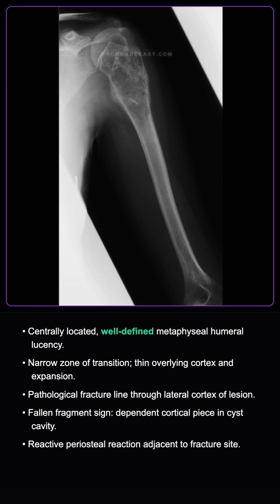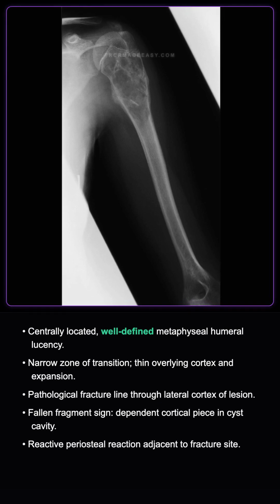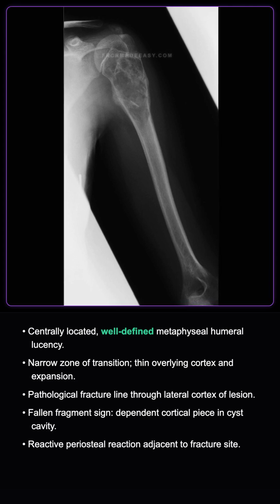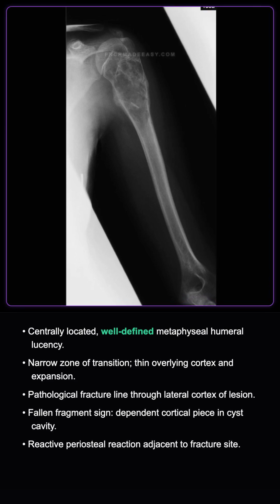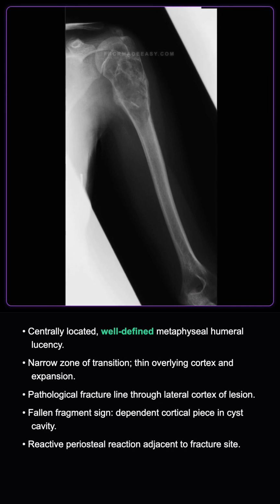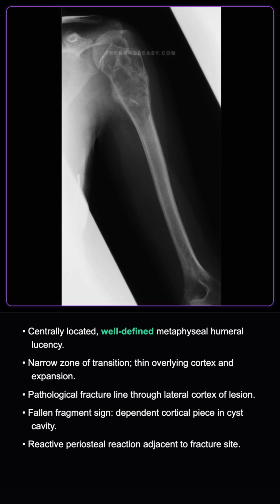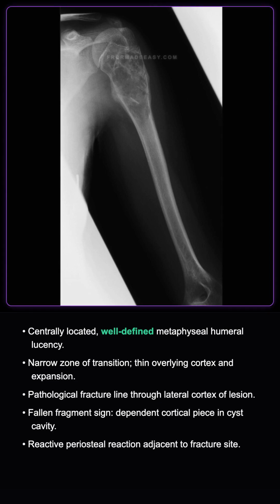Right, so the radiograph demonstrates a well-defined solitary lucent lesion located centrally within the proximal metaphysis of the left humerus. The lesion has a narrow zone of transition with a thin sclerotic rim, thin overlying cortex, and mild bone expansion. Importantly, there is a pathological fracture line extending through the lateral cortex of the lesion.